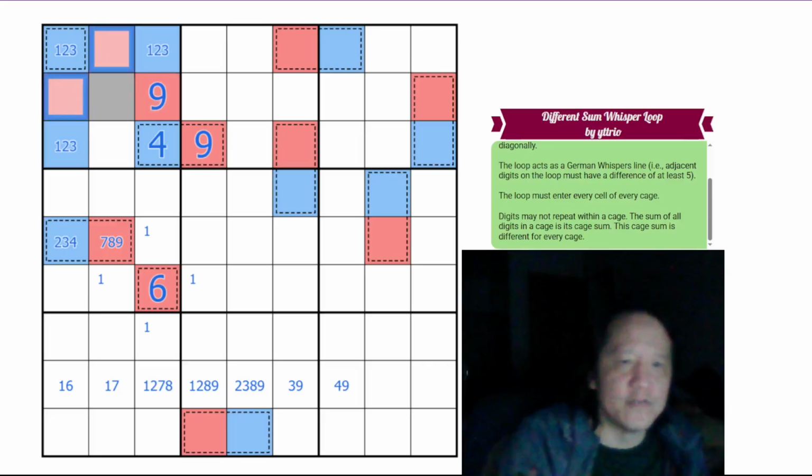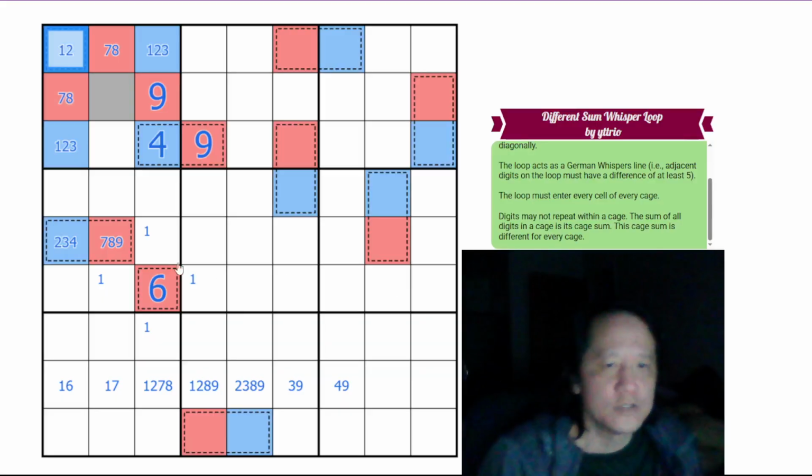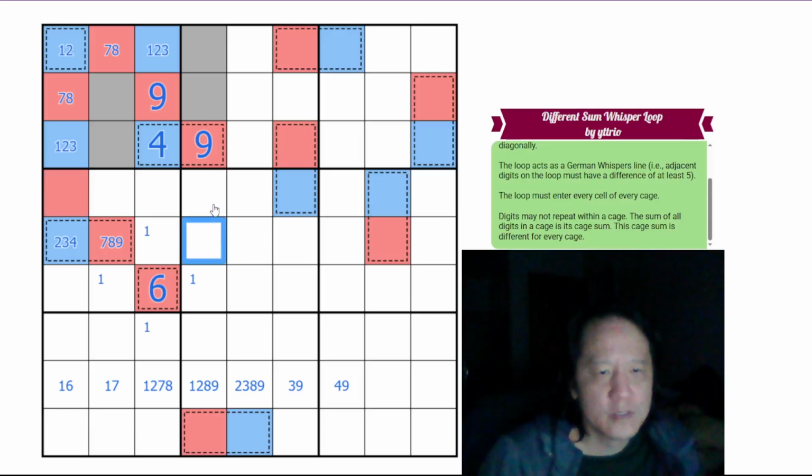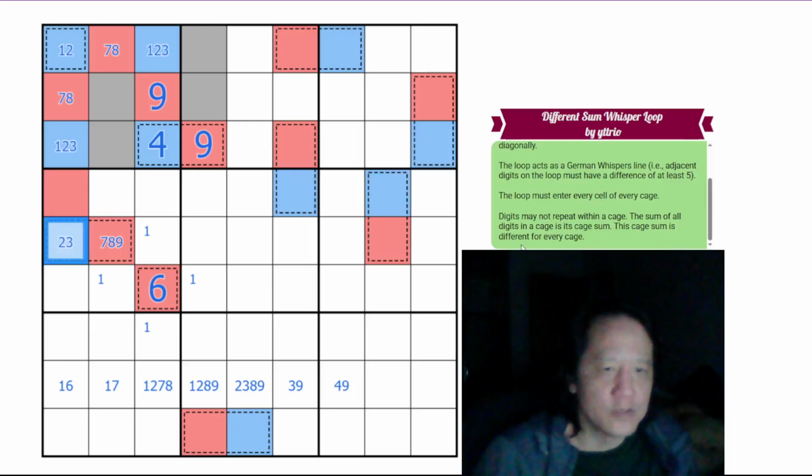These must be 7 and 8, so this cannot be 3 here. This is 1 or 2. It cannot go this way because it would be considered touching itself. It can't go this way because that would be considered touching itself. Same with this. This must go out this way. This cannot be 4 and 9 because we already have the set that adds up to 13. So this is not 4. This is 2 and 3.